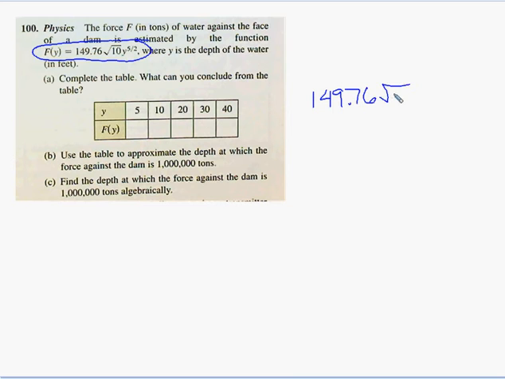So you have 149.76 times square root of 10 times y to the, well, it's y to the 5/2 power. And so we're going to take, instead of y, you're going to plug in a different value. So I'm going to plug in, what did I say, 20? So I'm going to plug in 20. Now, how do you do 5/2 power?